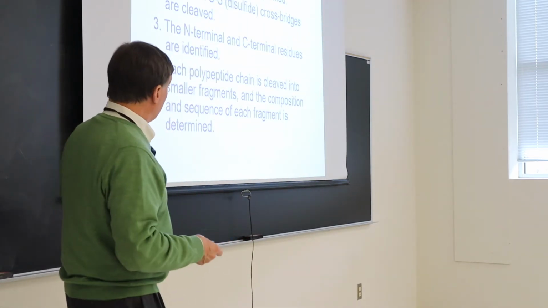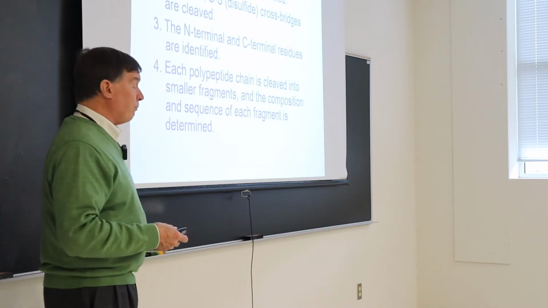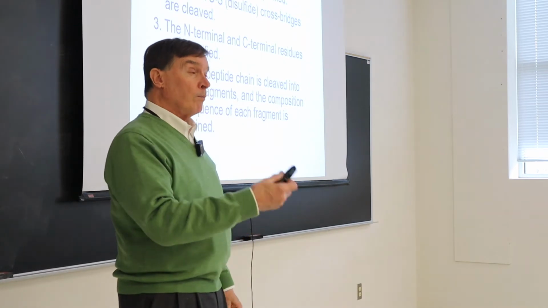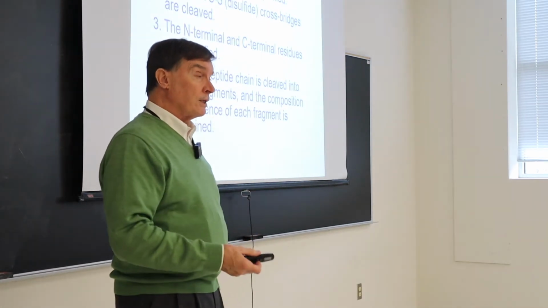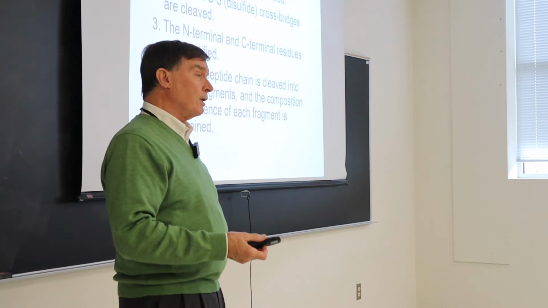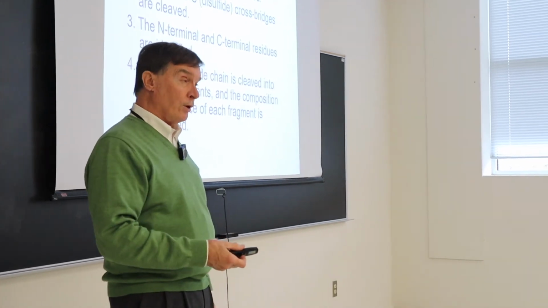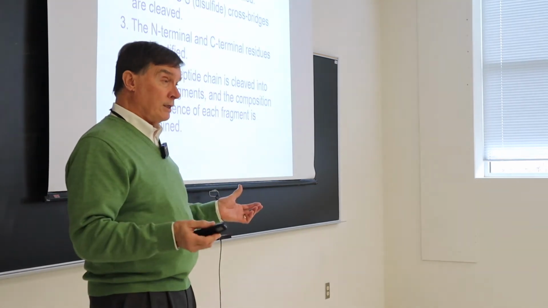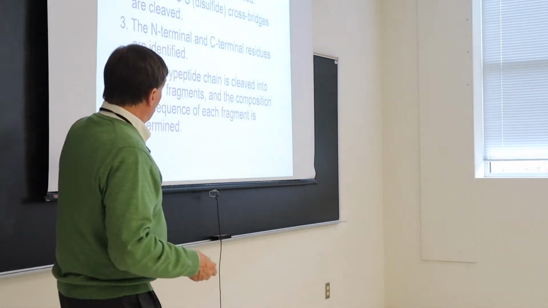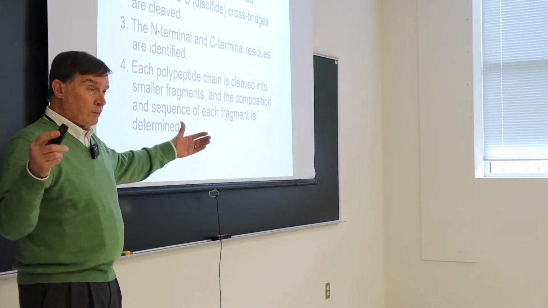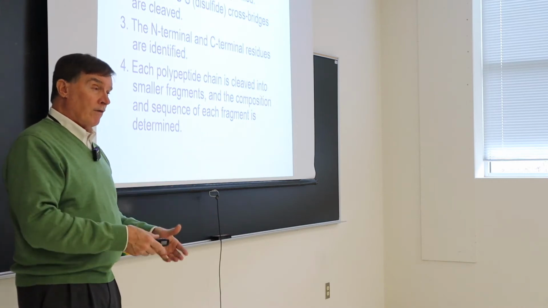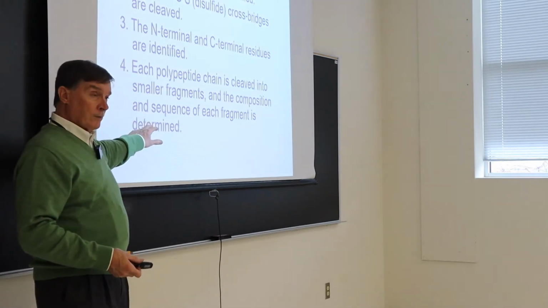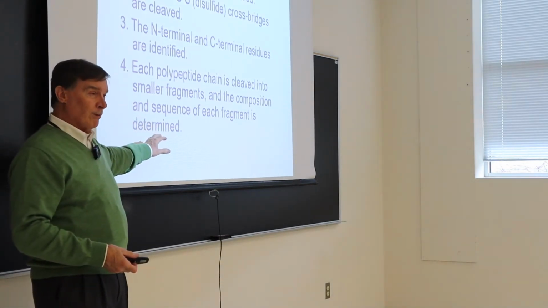And then you really dig in. The 4th step, each polypeptide chain is cleaved into smaller fragments. It turns out that sequencers, people that do this for a living, can only reproducibly do about 25 or maybe 30 amino acids in a sequence before the data just gets so noisy, and we'll talk about why that is. So you cleave the longish protein into smaller fragments, maybe 15 to 20 to 25 residues each, and you sequence each of those. But then you have the Humpty Dumpty problem.